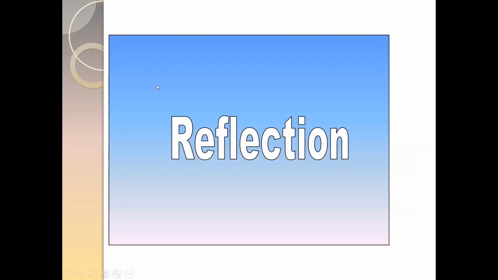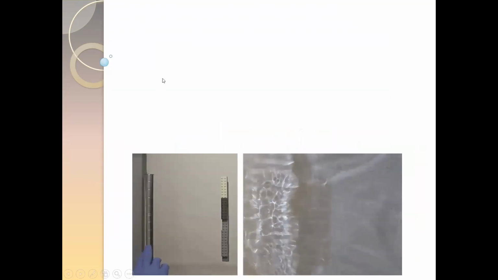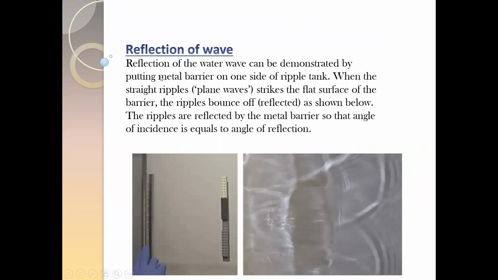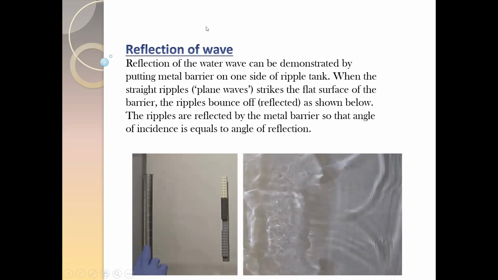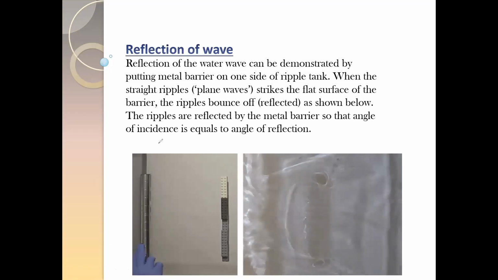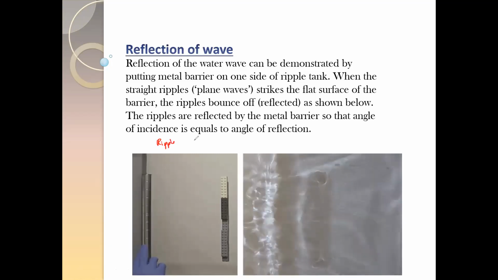The first property of the wave is reflection. What is the meaning of reflection? Reflection means when the waves strike the surface. Look, there are two things. This is a ripple tank. This is what is happening in a ripple tank. And the second image is what you will see on the screen below the ripple tank.